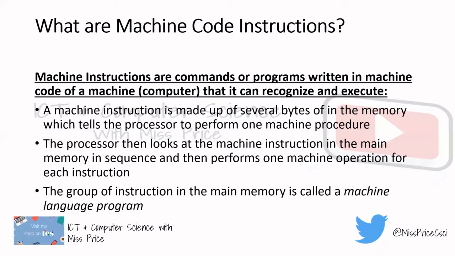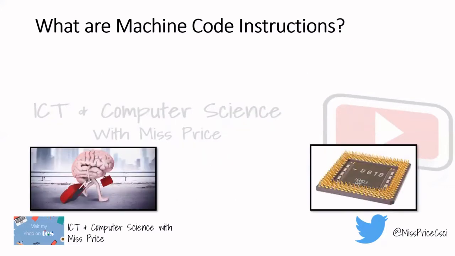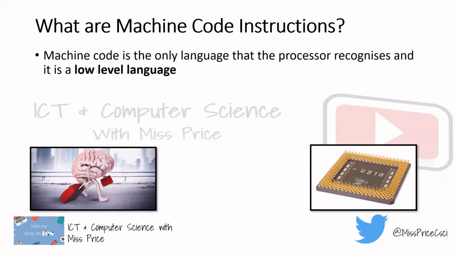The group of instructions in the memory is called the machine language program. So you're going to get one instruction at a time. Then when all these are grouped together into a bunch of ones and zeros, that's the machine language program. So what are machine code instructions? Machine code is the only language that the processor recognizes. And as I said, it is a low-level language.